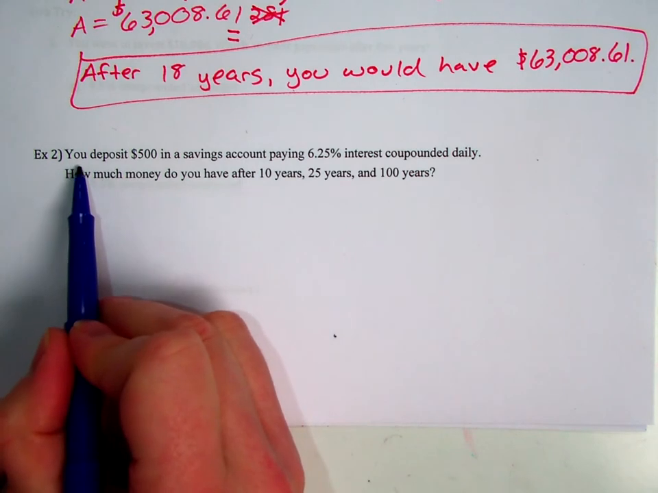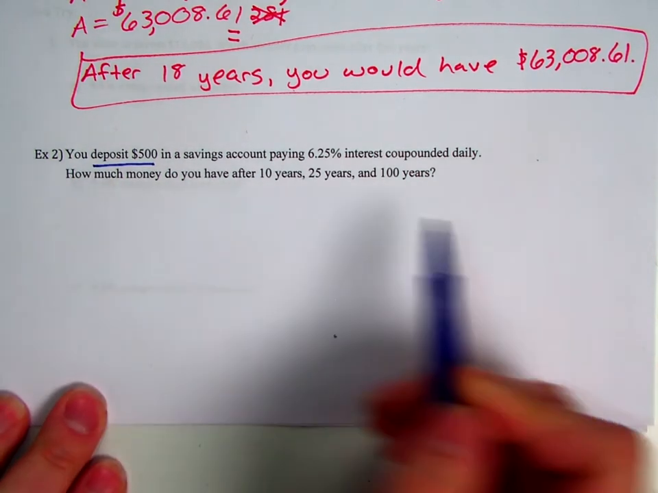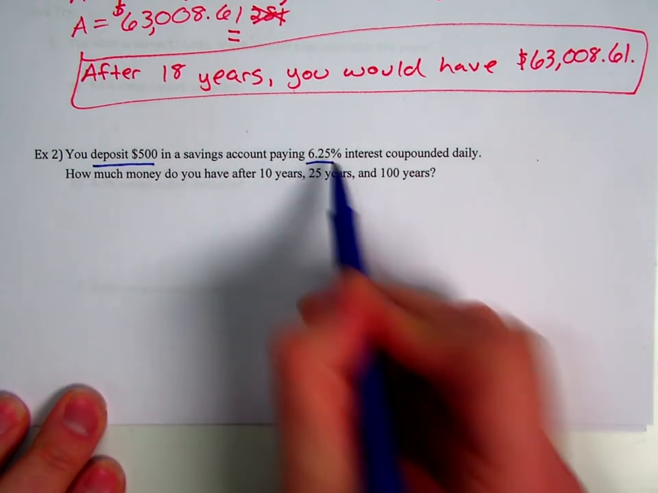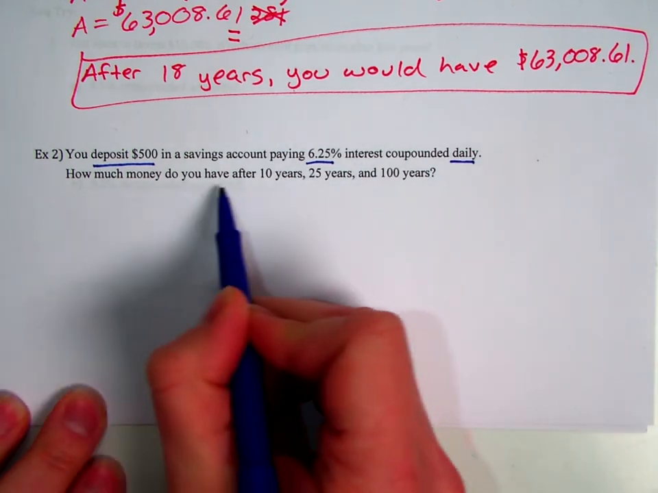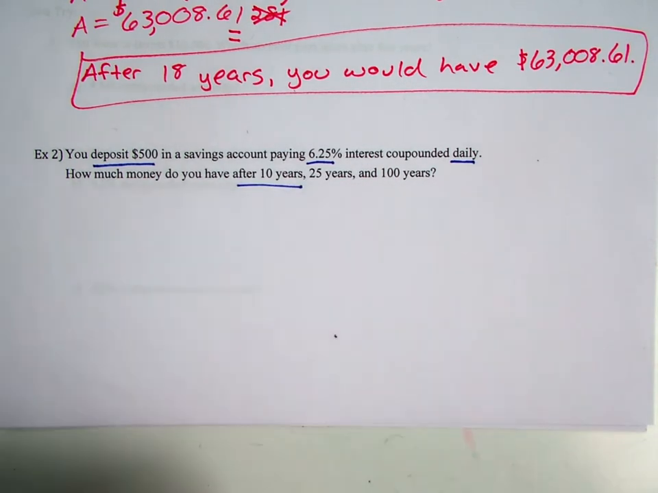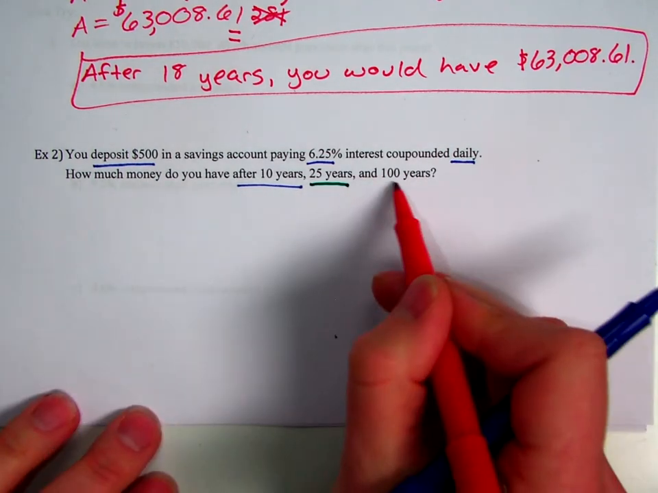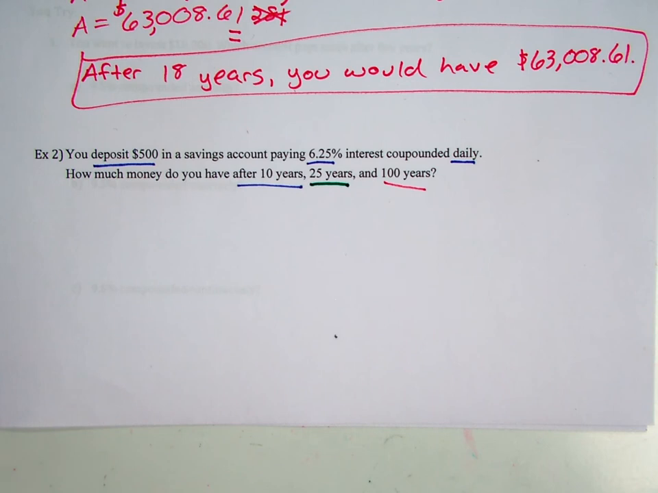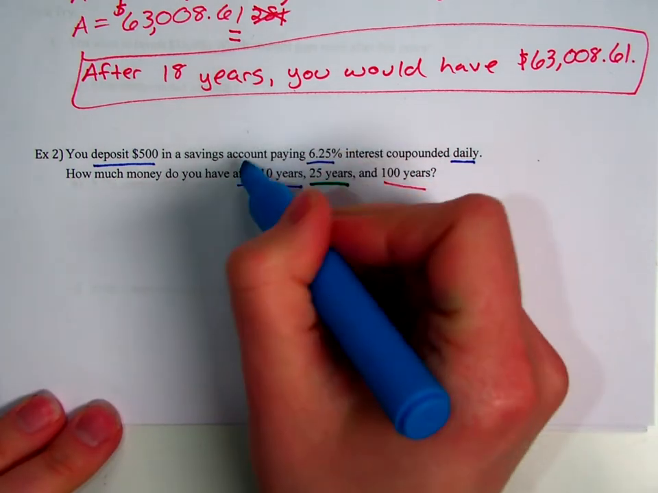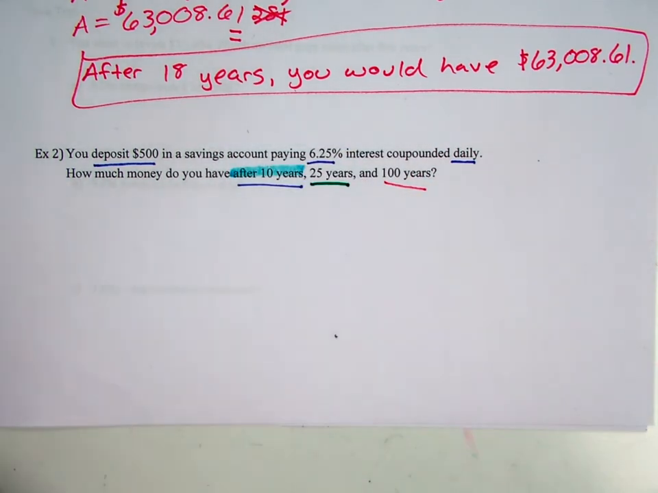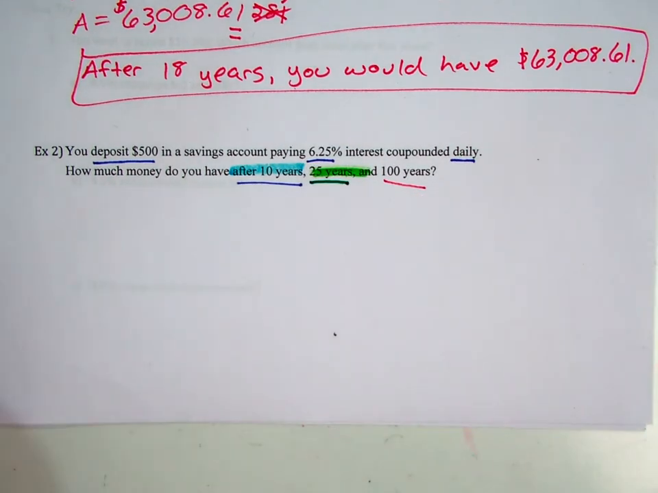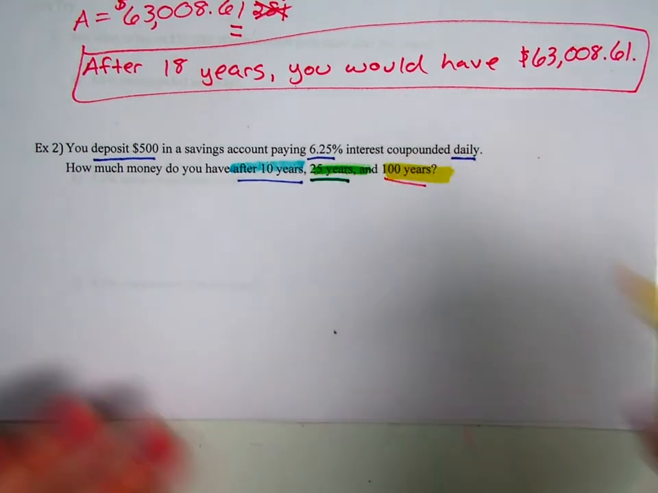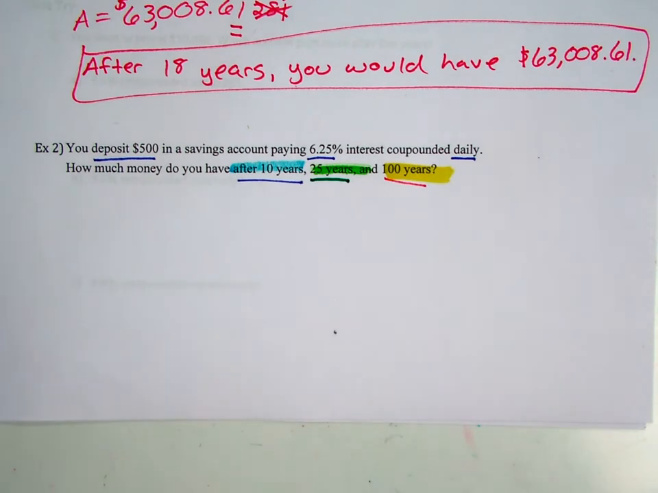All right, example 2. You deposit $500 in a savings account that pays 6.25% interest compounded daily. How much will you have after 10 years? And then there's a second one for after 25 years. And then there's a third one for after 100 years. So we're going to do these in 3 different sections. We're going to do one of them that's for the after 10 years. We're going to do one of them that's for the after 25 years, and we're going to do a different formula for after 100. So there are actually 3 problems in this one problem.